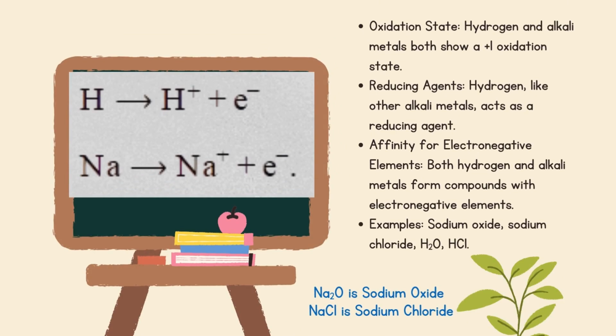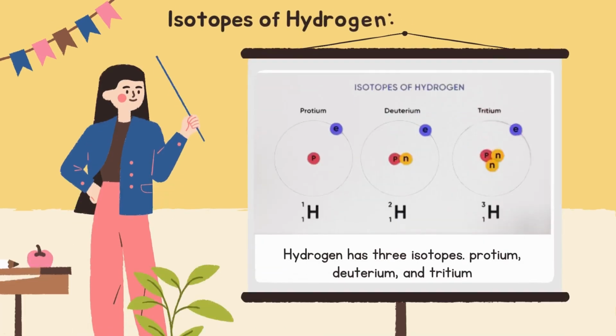Reducing agents: hydrogen, like other alkali metals, acts as a reducing agent. Affinity for electronegative elements: both hydrogen and alkali metals form compounds with electronegative elements. Examples: sodium oxide, sodium chloride, H2O, HCl. Isotopes of hydrogen: hydrogen has 3 isotopes: protium, deuterium, and tritium.